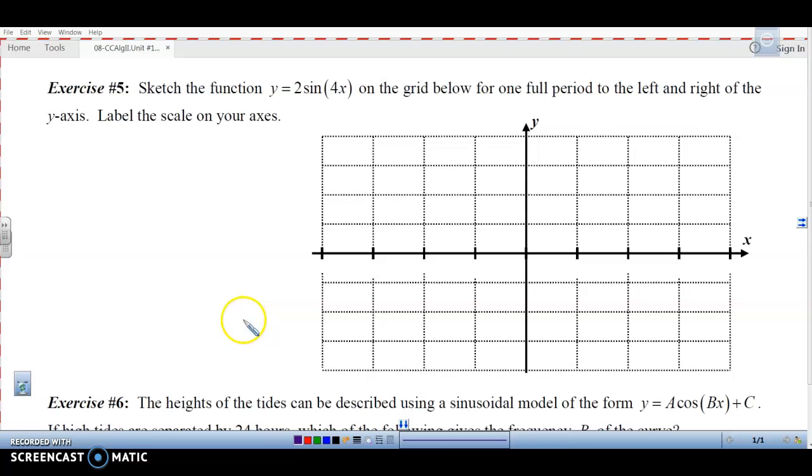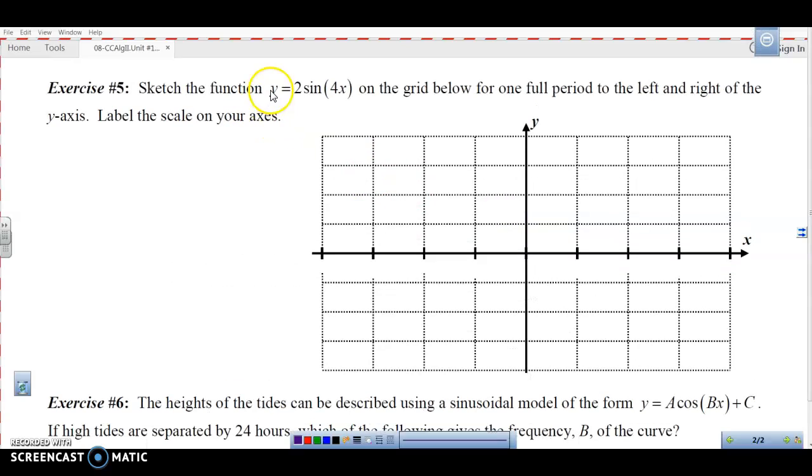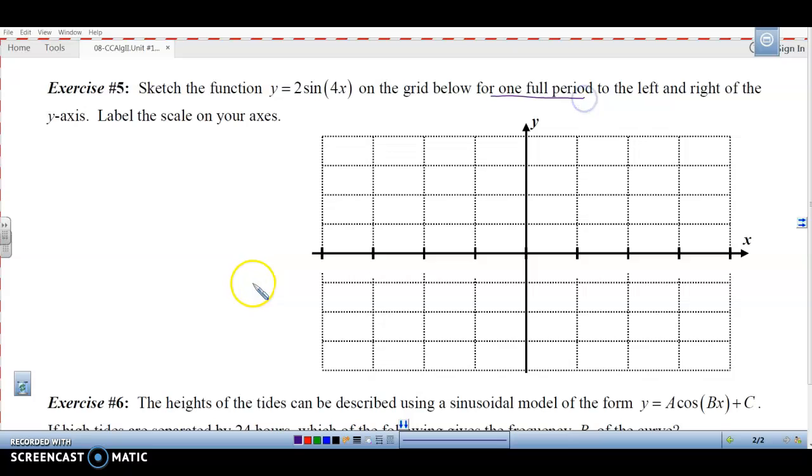This is Algebra 2, Unit 11, Lesson 8, the rest of the notes on the frequency and period of a sinusoidal graph. Okay, so let's see if we can graph the function y equals 2 sine 4x on the grid below for one full period to the left and right of the y-axis, and label the scale on your axes. So what we're going to do is graph this sine function so that it's one full period on each side of the graph, to the left and right, by figuring out what the scale is going to be.